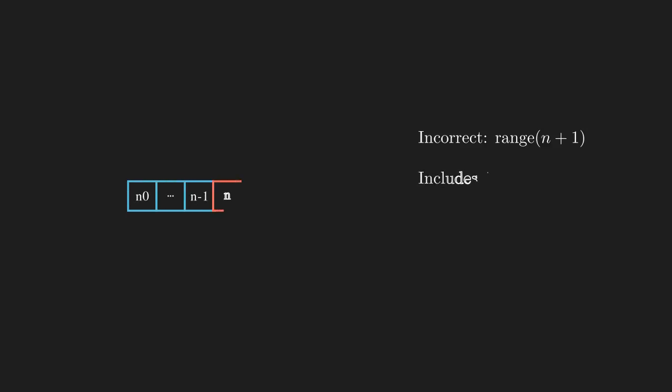A common error is looping through range of n plus 1. That range includes I equals n, but the final valid source index is n minus 1. Attempting nums at index n would therefore raise an index error. The correct loop is range of n. Likewise, the final second half destination is n minus 1 plus n, equal to 2n minus 1, not 2n.